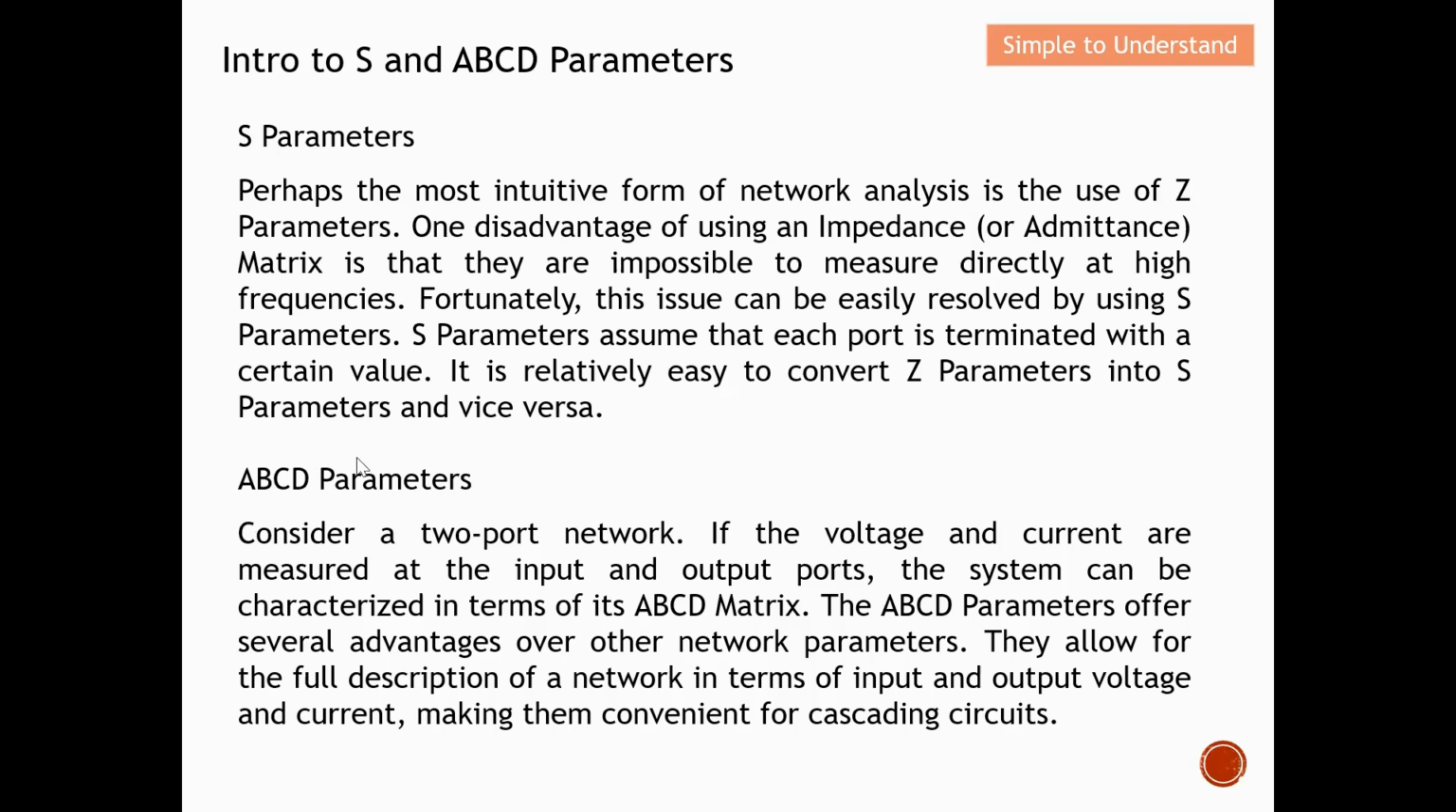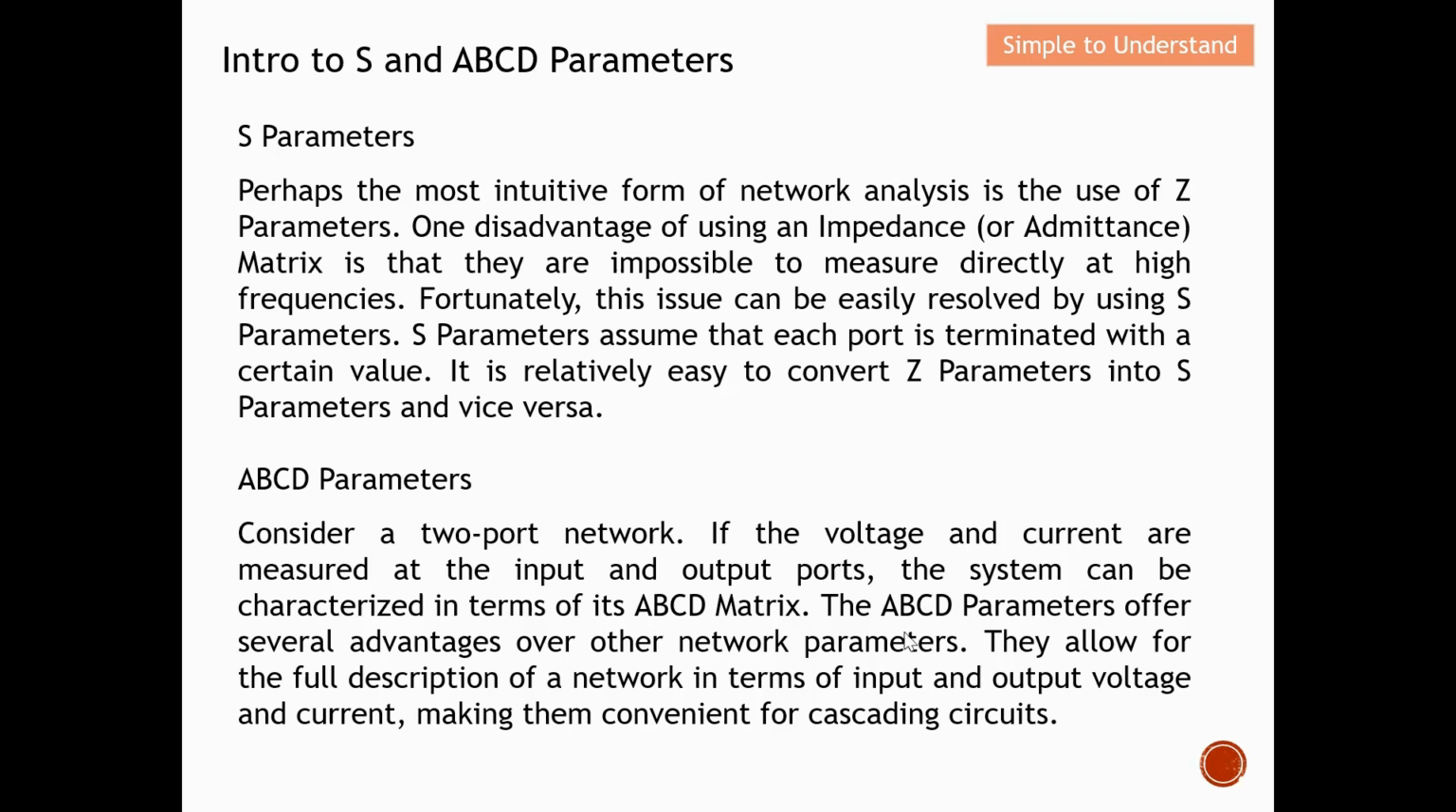Let's quickly go into ABCD parameters. Consider a two-port network. If the voltage and current are measured at the input and output port, the system can be characterized in terms of ABCD parameters. So in short, for the ABCD matrix, we are describing the input versus the output. Basically, I'm describing what will be at the input and what will be at the output. So in short, this is what ABCD parameters are.